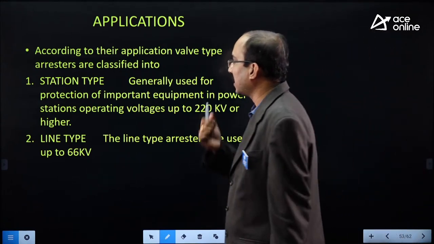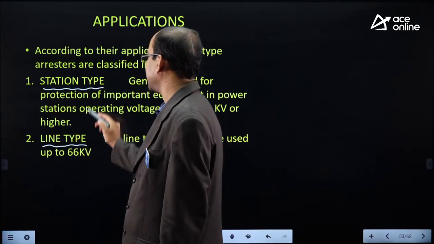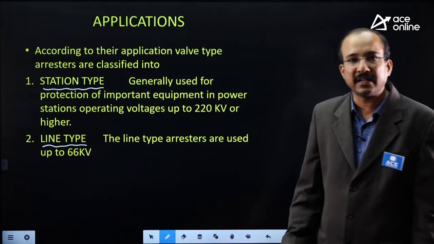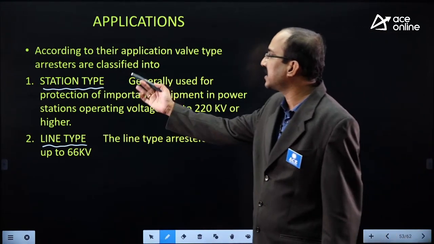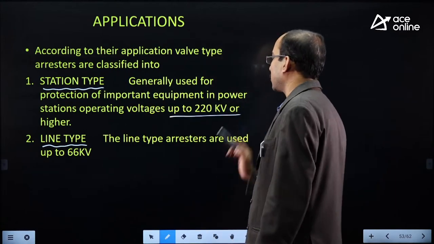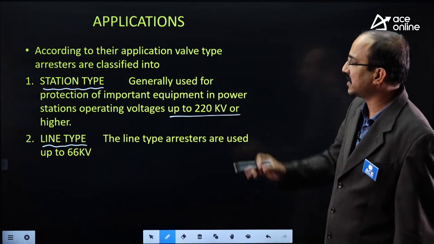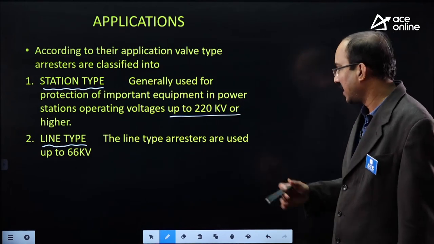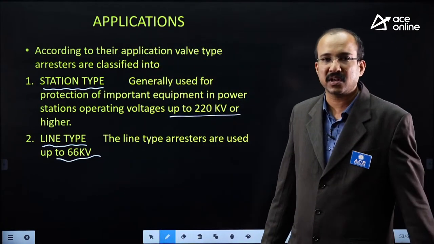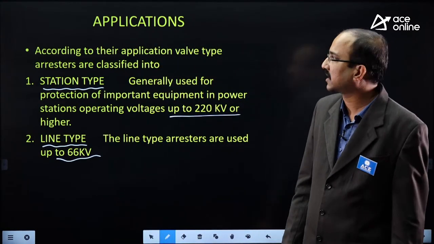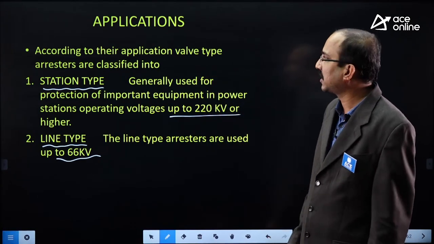Generally, valve type arrestors are of two types. One is the station type arrestor and the other one is the line type arrestor. The station type arrestor is used up to 220 kV, or even higher. Line type arrestors are used up to 66 kV. Station type arrestors are used up to 220 kV.